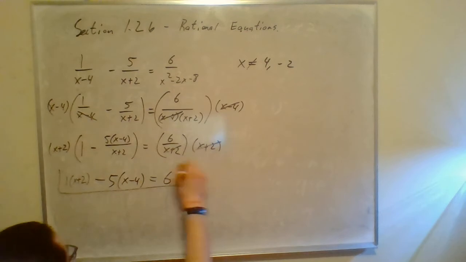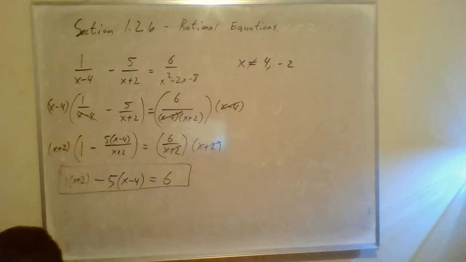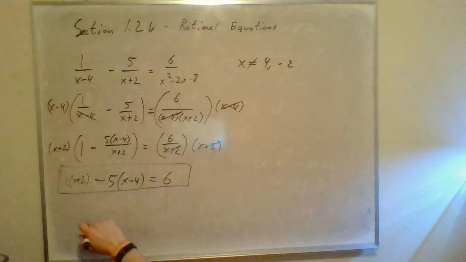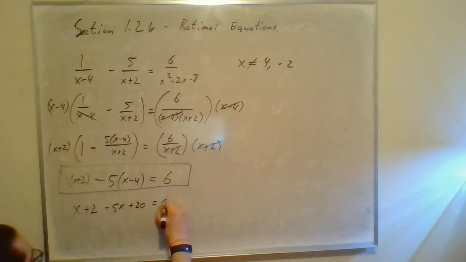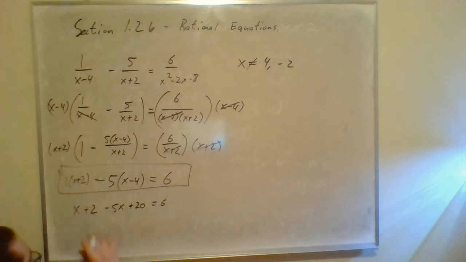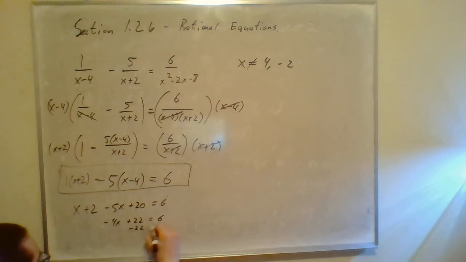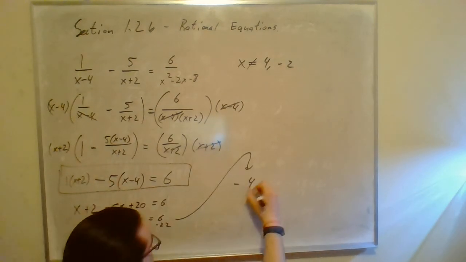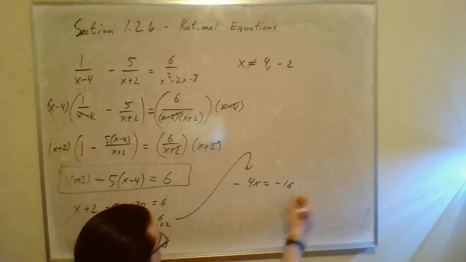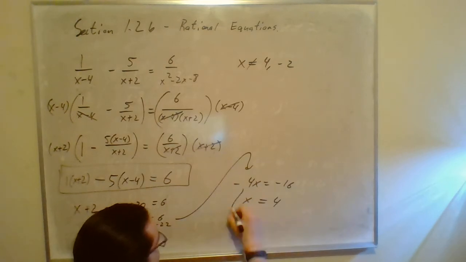So we have reached our linear equation stage of things, and we can just start solving this like we would any other linear equation. I distribute, I get x plus 2 minus 5x plus 20 equals 6. So this is -4x plus 22 equals 6. I'll subtract 22 from both sides. I get -4x equals -16, which means that x is 4.